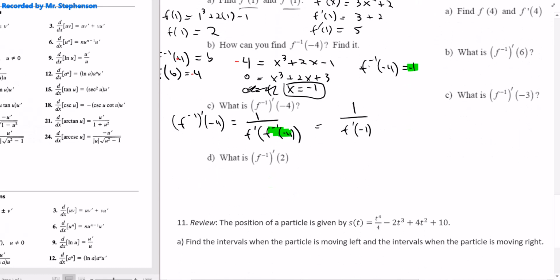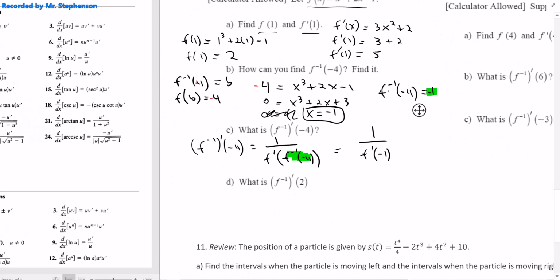And then I just need to find, well, what is f prime of -1? Let's find f prime. We already found f prime, right? F prime was up here. It was 3x squared plus 2. F prime of -1 is going to be the same thing, really. -1 squared is 1, times 3 is 3, plus 2 is still 5. So here we're going to get 1 over 5. And so the derivative of the inverse evaluated at -4 is 1/5.